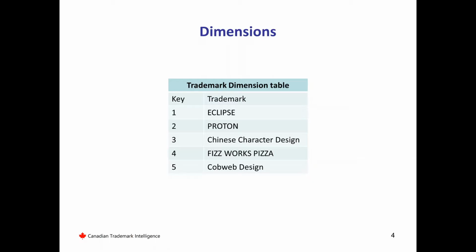To construct a trademark dimension, the XML shredder that I mentioned in part 2 of this series would extract the trademark information from each XML file and store it in a trademark dimension, as shown here. I'll explain that key column in a moment.